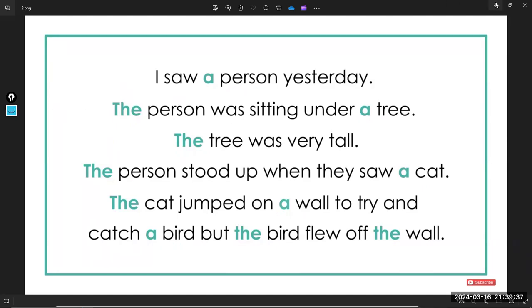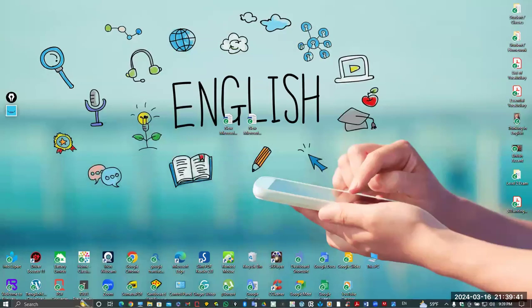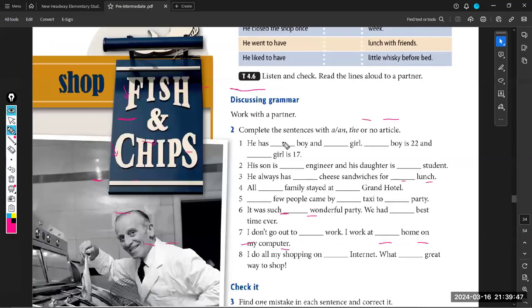So this is why, if you notice here, in the beginning I said a boy, a girl, then I used the article the. So he has a boy, I still don't know the boy, a girl, I still don't know the girl, now I know the boy, now I know the girl. So the girl. Two, his son is engineer. And his daughter, bravo, is an engineer. And his daughter is a student. Is a student. Oh, bravo. Exactly, because the noun starts with a consonant, I have to say a.